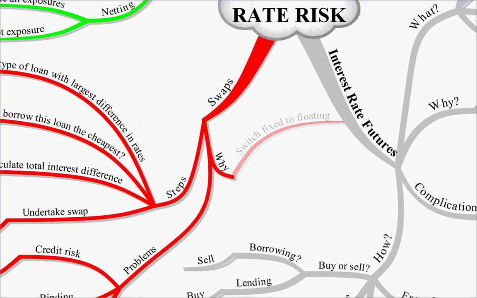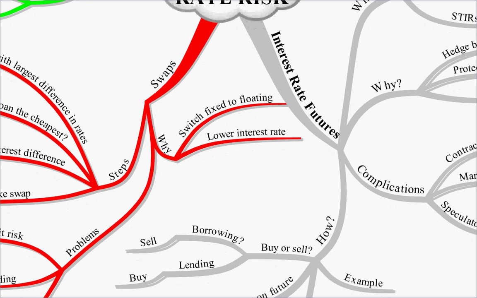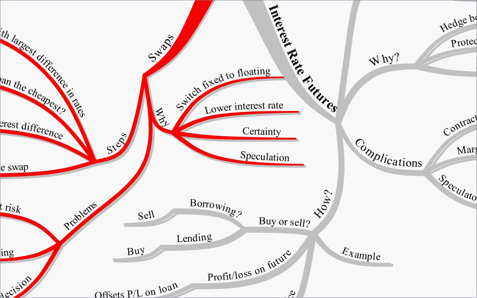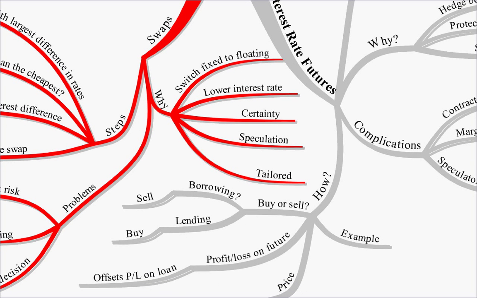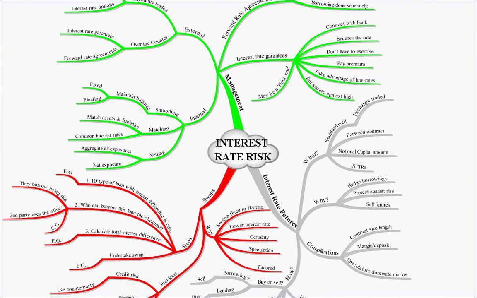Why would you use them? Well, you can switch to a floating rate if that's what you wanted to do. You can usually get a lower interest rate than you could otherwise. You may have certainty because you go to a fixed rate. Speculation, you may be speculating on future interest rates, and they can be tailored to the amount that you actually want to borrow. So that was our lecture on interest rate risk.